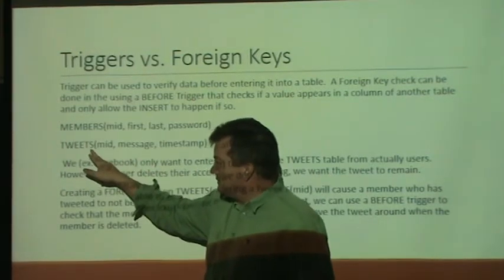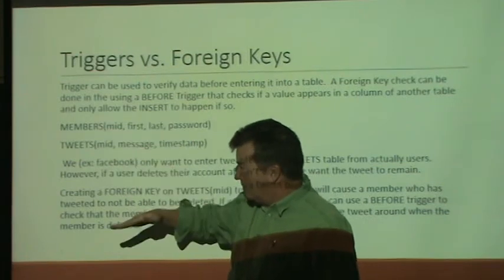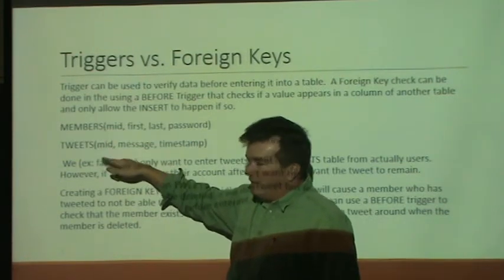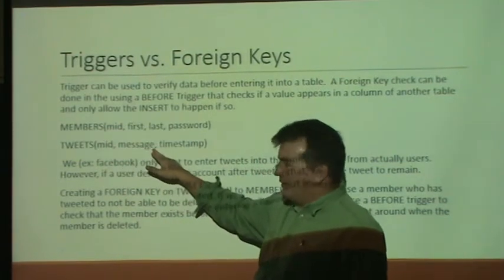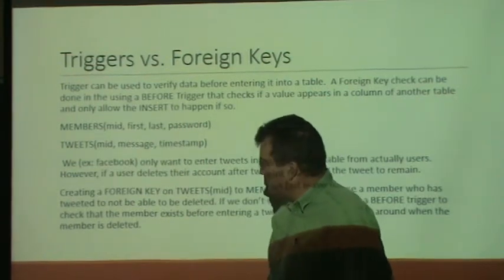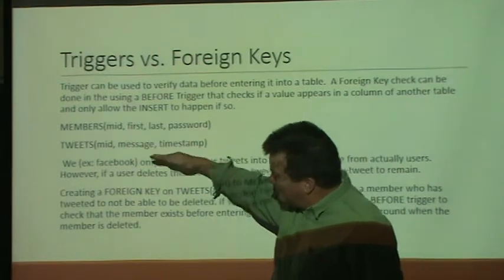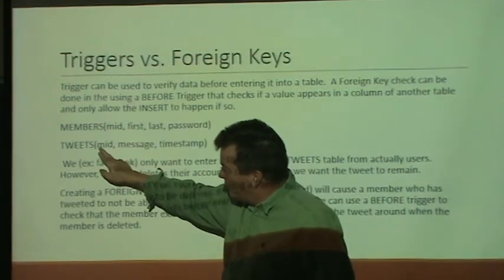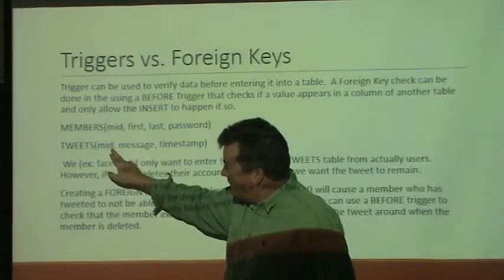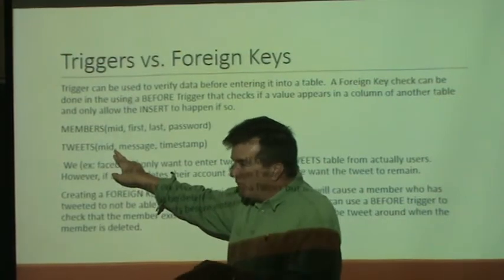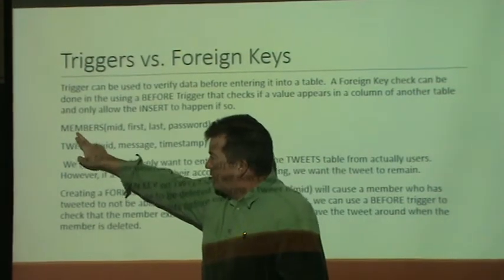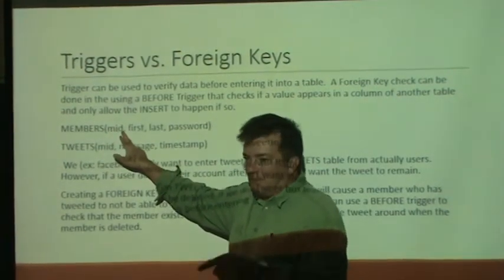create table tweets, and then you list out all the columns, and this would be 25 characters, and this could be 142 characters, or whatever Twitter allows, and a timestamp could be 25 characters. And then at the bottom you would say, and I want to create a foreign key. I want the MID to be a foreign key to the table members on their field MID.